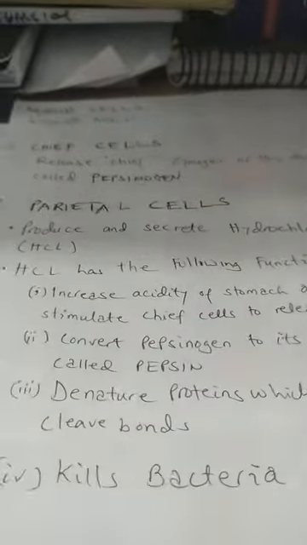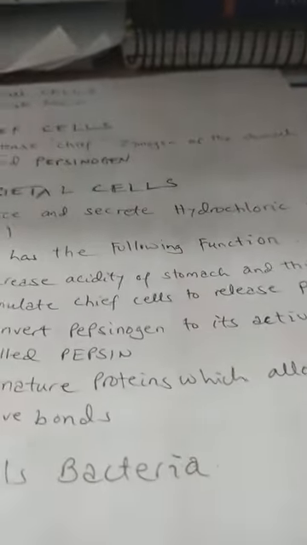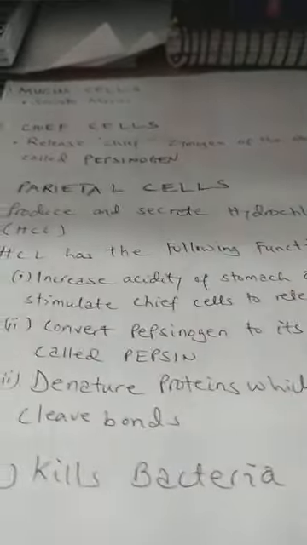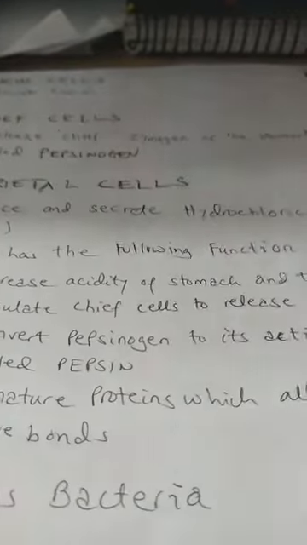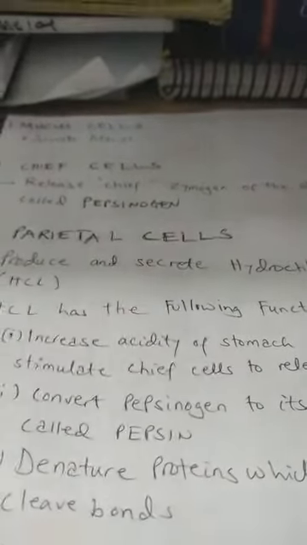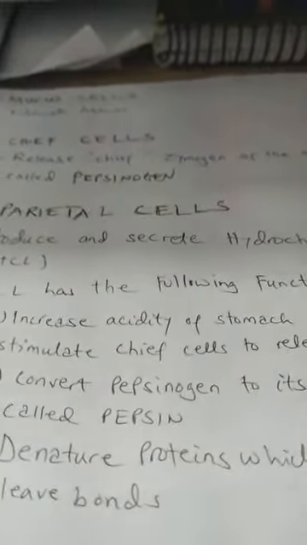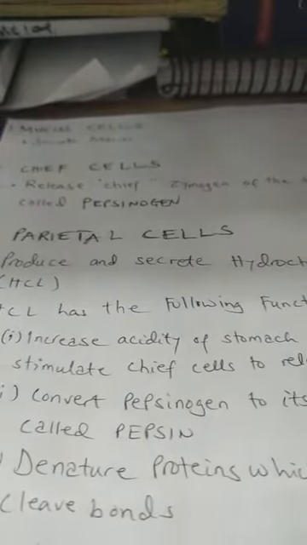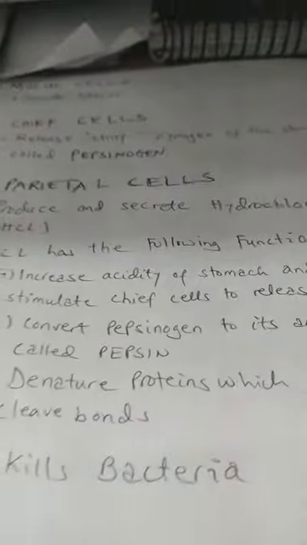Another important role of our hydrochloric acid is that it denatures protein into a simpler form so that our pepsin can cleave its bonds. So inside our stomach, we have a very complex form of our protein. And what pepsin does is it breaks down this complex form of our protein into a simpler form so that pepsin can easily digest our protein into its respective amino acids.